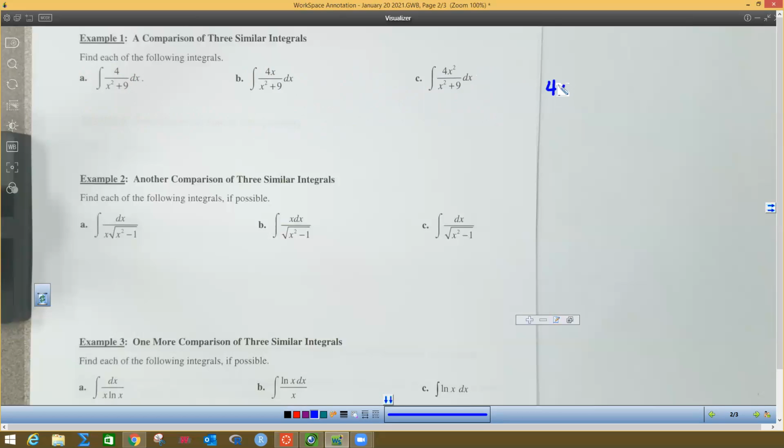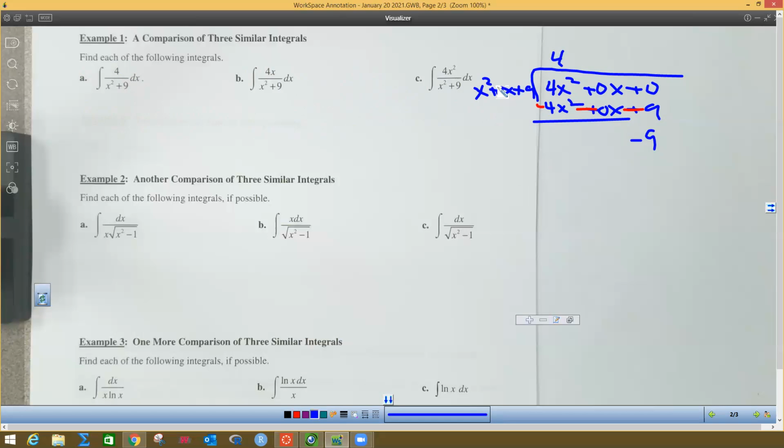So I'm going to take 4x squared plus 0x plus 0, and I'm going to divide that by x squared plus 0x plus 9. What times x squared gives me 4x squared? That would be 4. And you get 4x squared plus 0x plus 36. And then remember, this is the tricky part. We have to subtract everything in the bottom. Change the signs. So our remainder here is -36, which has an x power less than 2.